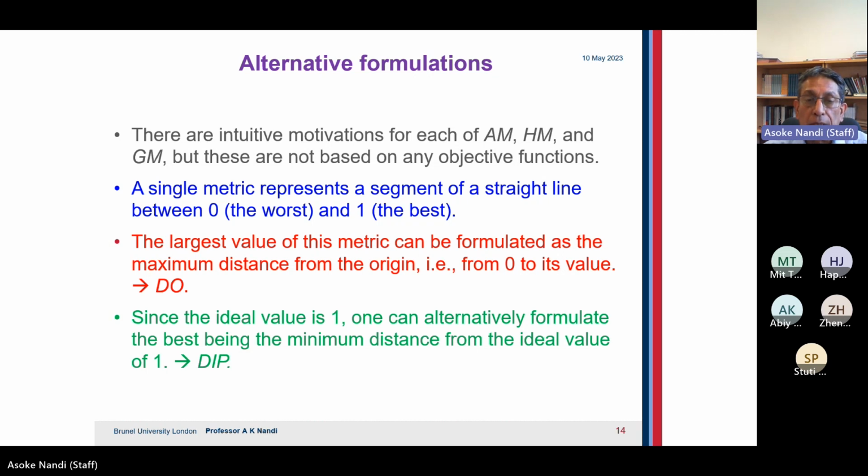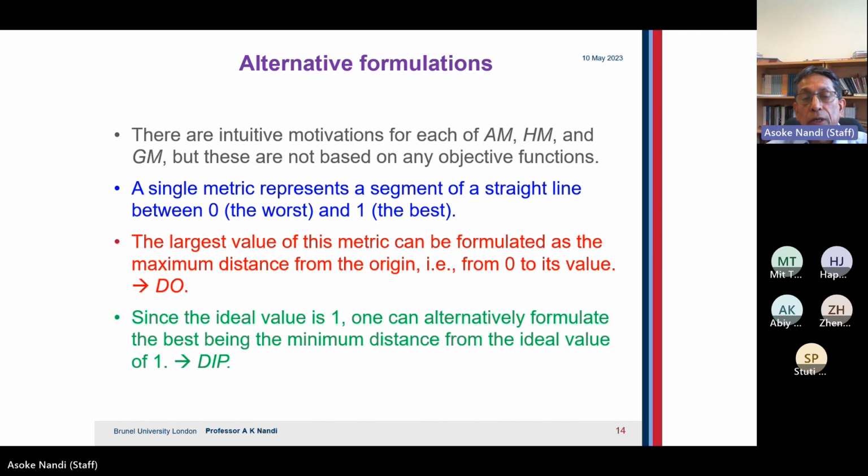although there is no cost function or objective function, intuitive motivations for each of AM, HM, and GM. But the reason we can't decide which is the best is because these are not based on any objective functions. Normally in science and engineering, we say best because we have some cost function or objective function and we maximize it. But we can't do it. We can't optimize it because there aren't any.